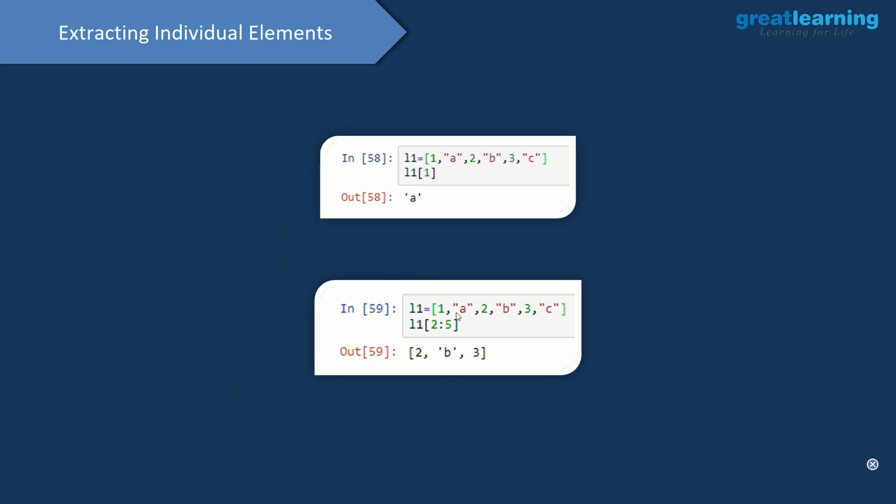Now let's see how we can extract individual elements from a list. Well, again, it's the same thing when we compare it with a tuple or a string. The indexing starts with 0. So if you want to extract the first element present in the list, the index needs to be 0. If you want to extract the second element, the index needs to be 1. So over here, I want to extract the second element, which is A. So obviously the index would be 1. So over here, I am extracting the second element.